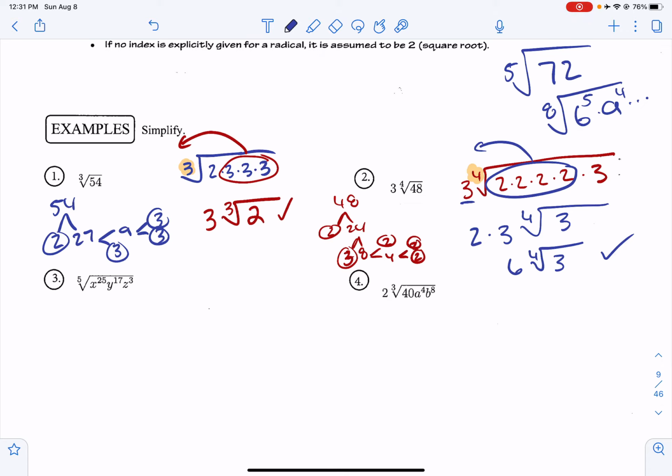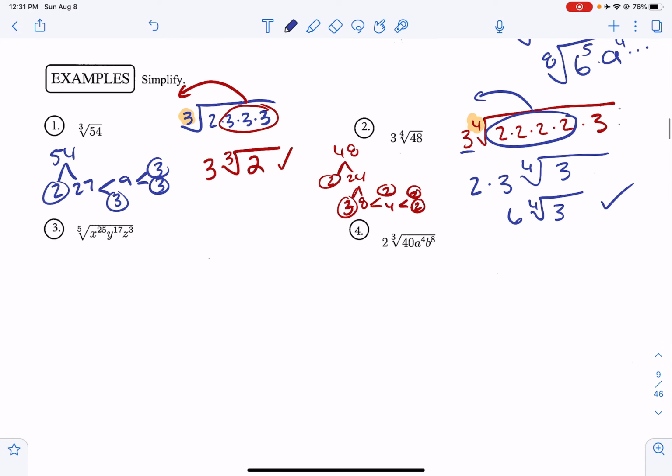Number 3, we've got the 5th root of x to the 25th, y to the 17th, and z to the 3rd. Now, you are more than welcome to rewrite this as the 5th root, and you can write x 25 times if you really want to. I'm going to show you a shorter way. You don't have to do it this way, but I think it's something most of you can pick up on, okay?